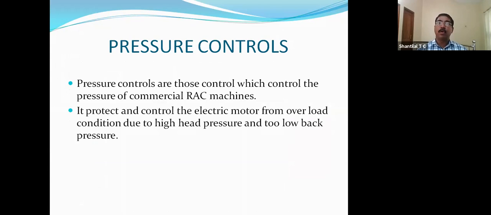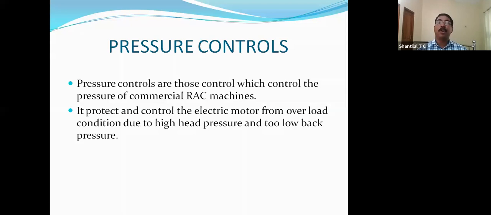In our human body also, high pressure and low pressure will be there. Like that, the refrigeration system also has two pressures, low pressure and high pressure. In our human body, we very strictly control the pressure. If pressure is low, that is also very dangerous. If pressure is high, that is also very dangerous for human beings. Like that, in a refrigeration system, we have to control the pressure.